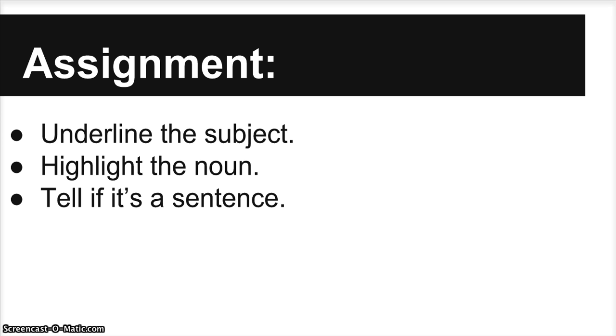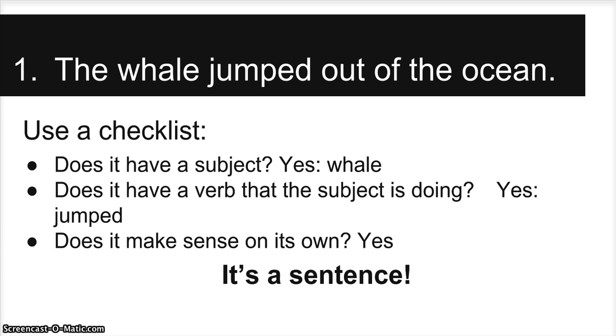Please go to the assignment now. In part 1, you will underline the subject, you will highlight the noun, and you will tell if it's a sentence. Let's do number 1 together. Number 1, the whale jumped out of the ocean. Use a checklist. Does it have a subject? Let's read it again. The whale jumped out of the ocean. Yes, it has a subject, whale. Whale is the noun, and whale is doing the verb, which makes it easy to answer the next one.